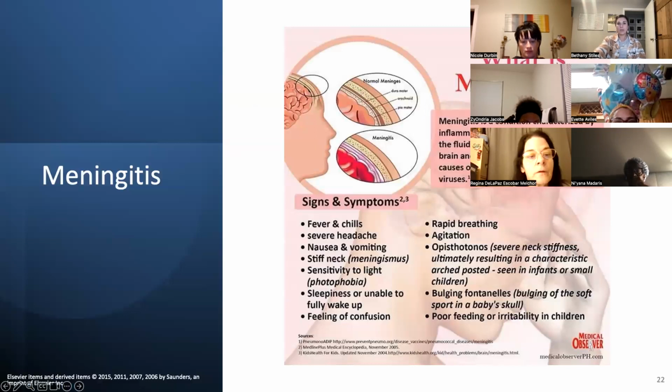Meningitis is going to be inflammation in the meninges of the brain and spinal cord, and it's typically caused by group B strep. You get a lot of flu-like symptoms. They also have a stiff neck. They're sensitive to light. You can have that altered level of consciousness, rapid breathing. They can also be agitated. In our infant population, you can have bulging fontanelles, and they can also have poor feeding or be irritable.